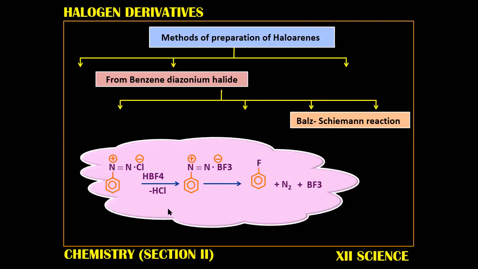The name of this compound is benzene diazonium fluoroborate. On further heating, this gives you fluorobenzene, nitrogen gas and BF3. Below this, write down fluorobenzene. I hope everybody got it.